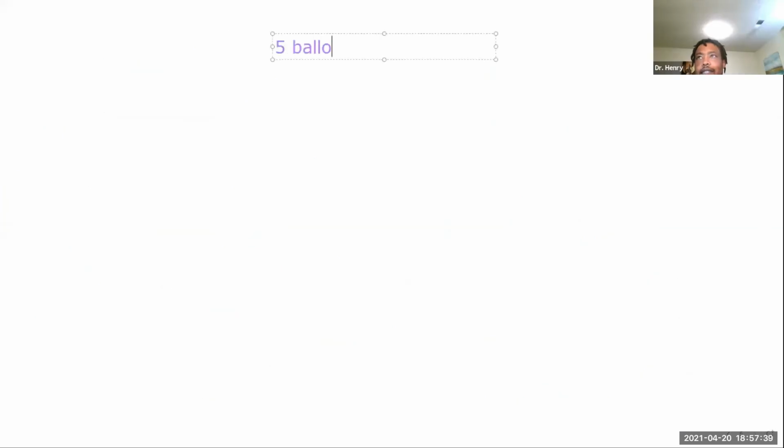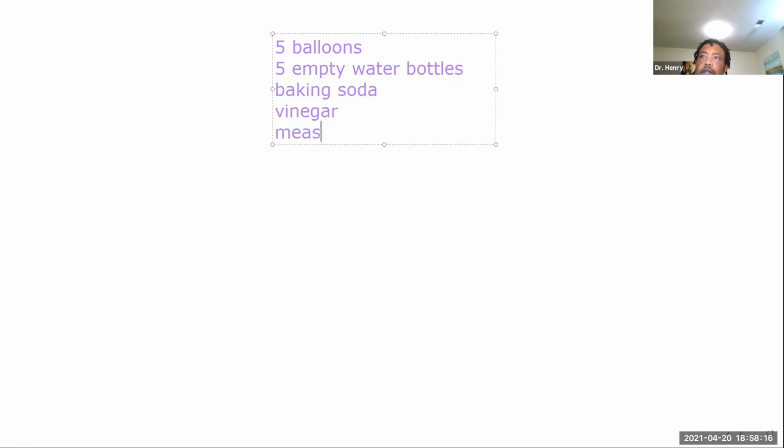5 balloons, 5 empty water bottles, you're going to need baking soda. You're going to need vinegar. Spell vinegar. And you're going to need your measuring cups. Measuring cups. And spoons.